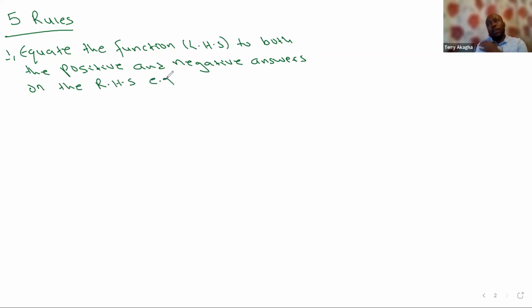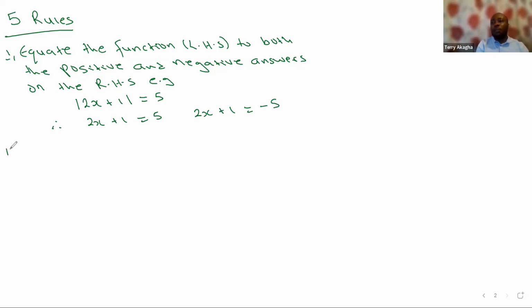So let's pick an example, similar to the previous one. I'm going to pick an example and use it to keep on explaining the rules, okay? So let's say we have 2x plus 1, and this time it is equal to 5. It's going to be the same thing. So the answer is going to be 2x plus 1 is equal to 5, and we also have 2x plus 1 will be equal to minus 5. So you see you have both positive and negative on the right-hand side, all right?